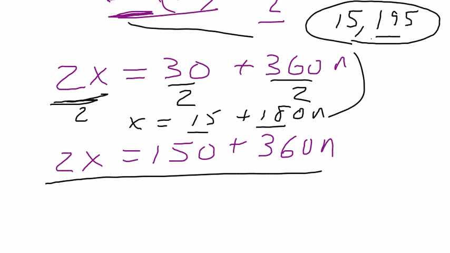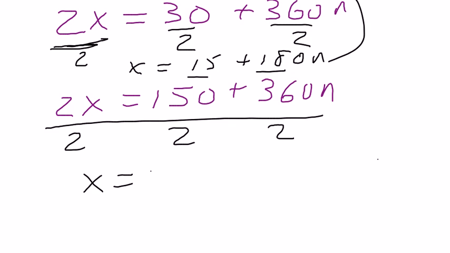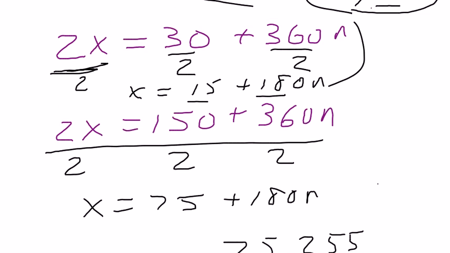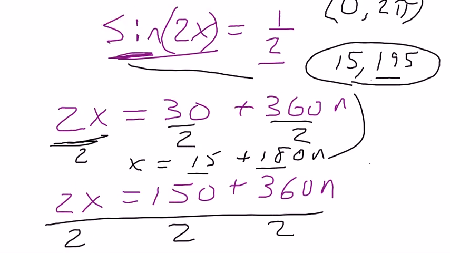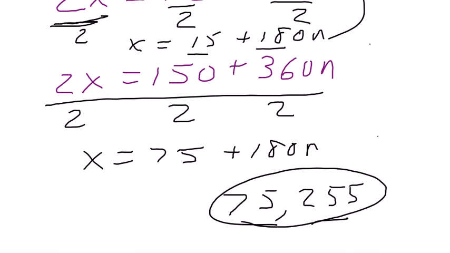How about for this one? Divide by 2. I get x equals 75 plus 180n. So 75 will be an answer. 75 plus 180 will also be an answer. So I have 4 answers for this problem: 15, 75, 195, and then 255. Another way you can check the answers is to graph it. This is number, what is it? Number 21.